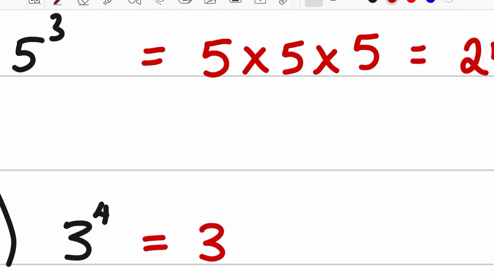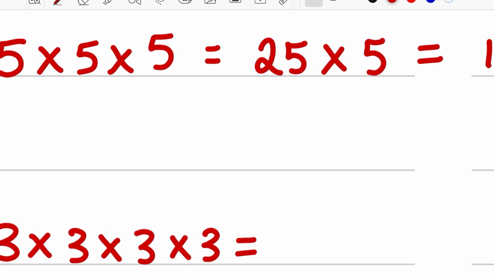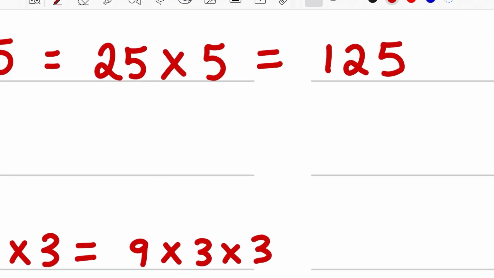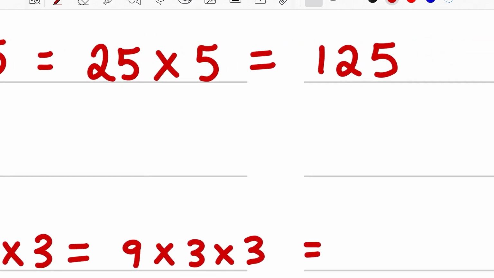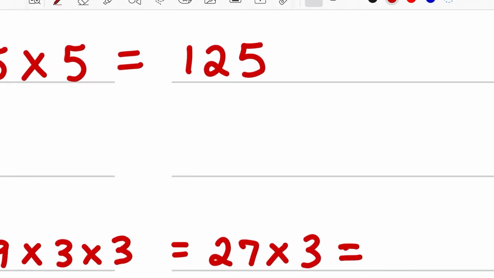This is 3 multiplied by itself 4 times. So 3 multiplied by 3 multiplied by 3 multiplied by 3. Now 3 times 3 is 9. Then we have multiplied by 3 multiplied by 3 again. 9 times 3 now is 27. We still have to multiply by 3 again. 27 multiplied by 3 is 81.